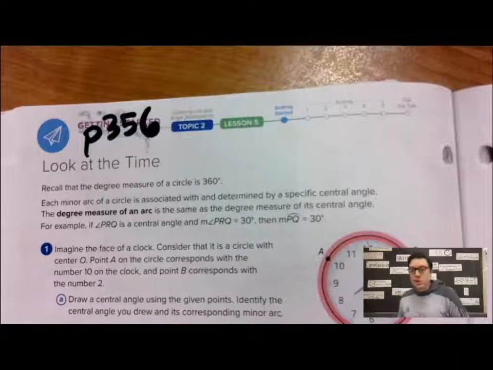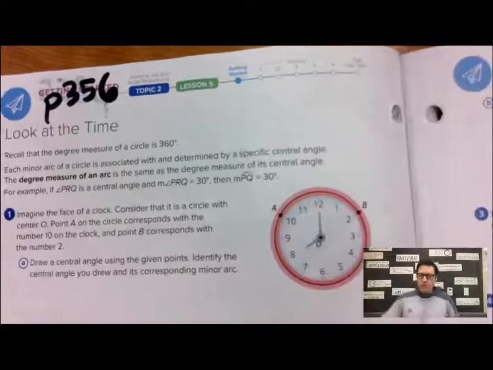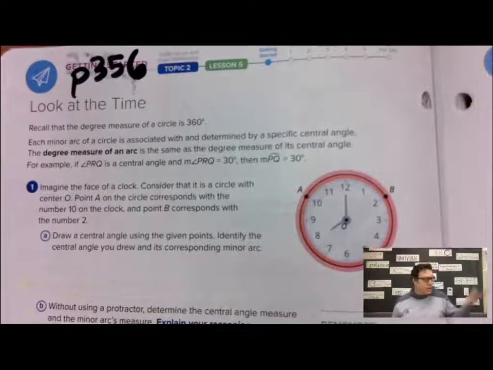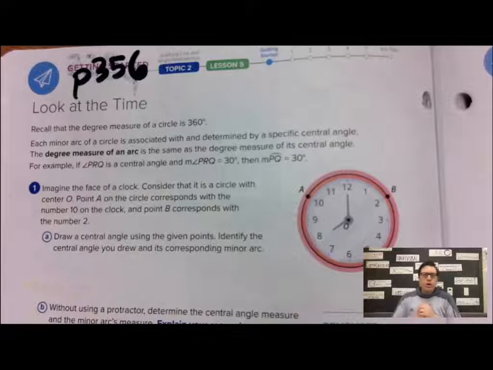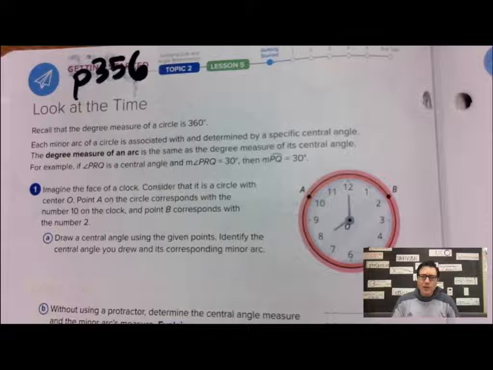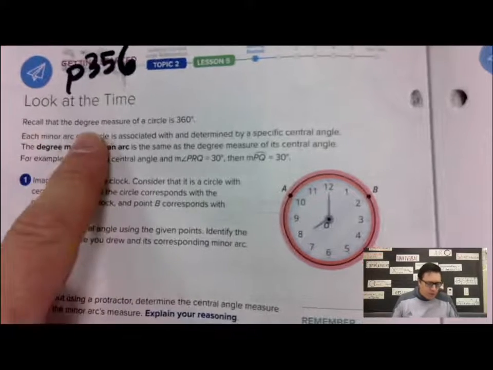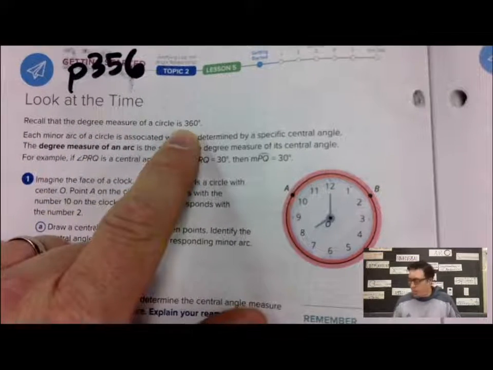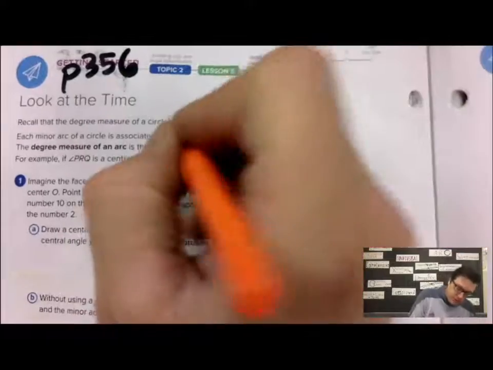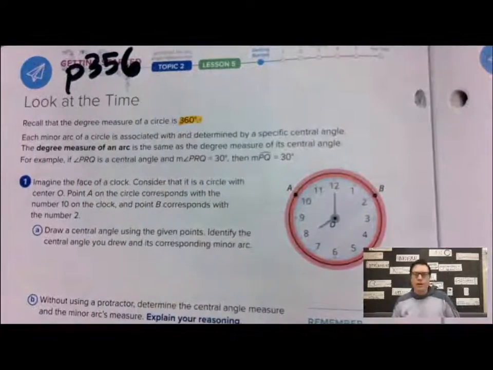Let's go. We're going to look at the time as we start talking about arc degree measurements. We're going to use that beautiful, wonderful thing on the wall, the clock, to tell us the time because it's a circle. And if you think about how many degrees there are in a circle and how many hours there are portrayed on the clock face, we can do some really good math with that. Recall that the degree measure of a circle is 360 degrees. Man, if you forgot 360 degrees is a circle, where have you been?